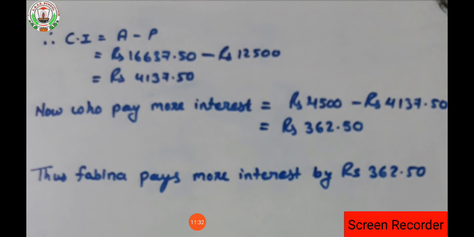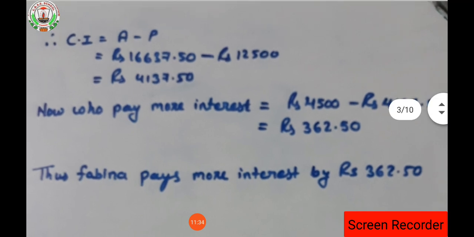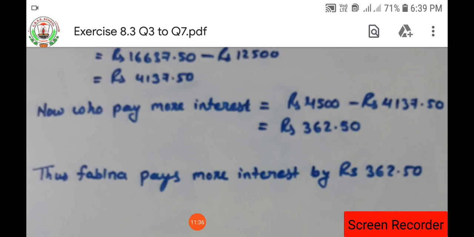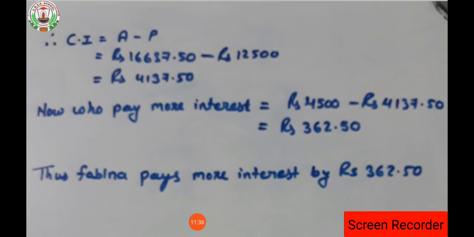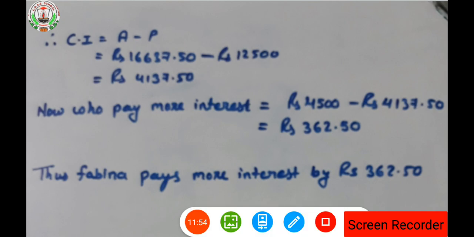4137.50. Now in this question it is asked by how much, isn't it? By how much it is asked. So by how much, who pays more? That means simple interest will be subtracted with the compound interest. So what is the amount we are having? Compound interest we are having 4137.50 as well as the simple interest value we are having 4500, isn't it?